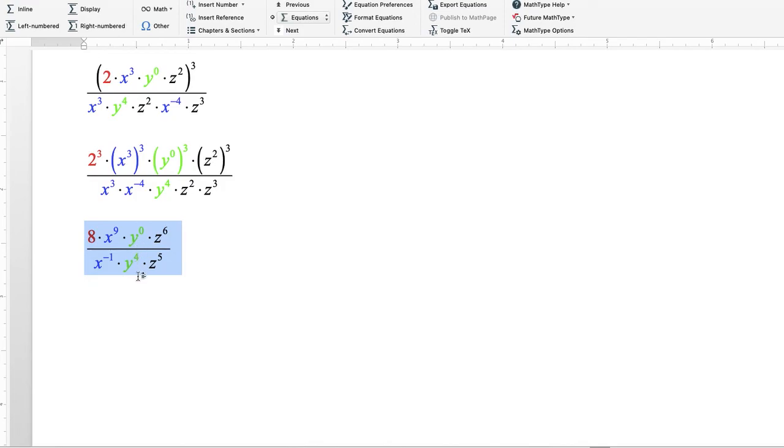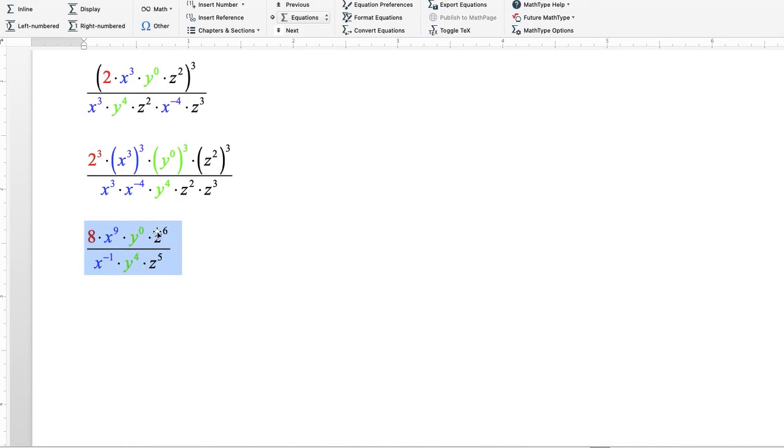Another way to think about it is, where are there more of the terms? There are 0 y's up top. There are 4 y's in the bottom. There are 9 x's up top. There are negative 1 x's in the bottom. Well, there are 10 more x values up top. So we're going to have x to the 10. And we'll do the same with the z's.